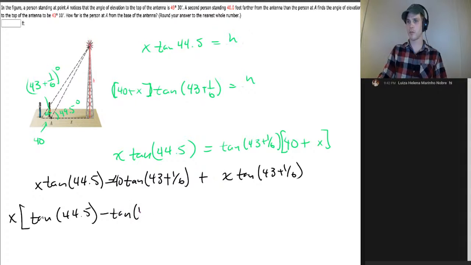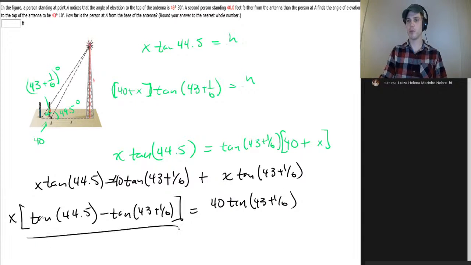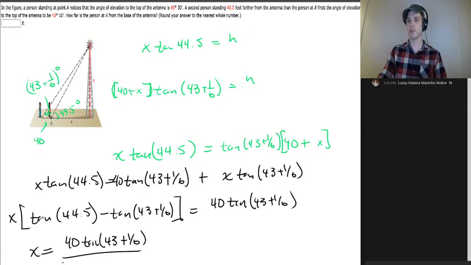Minus, and this is equal to what is left on the right side, which is 40 tangent of 1/6. And then I'll divide both sides by this to get x, which is equal to 40 tangent 43 plus 1/6 over tangent of 44.5 plus, or no, minus tangent.